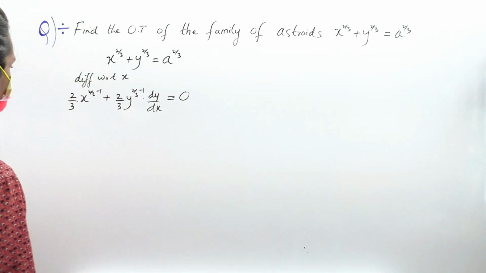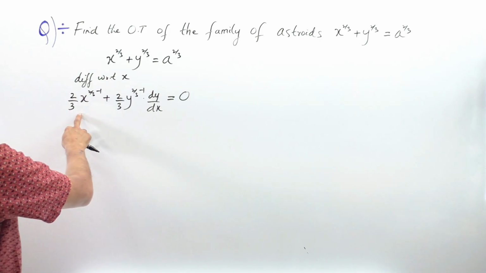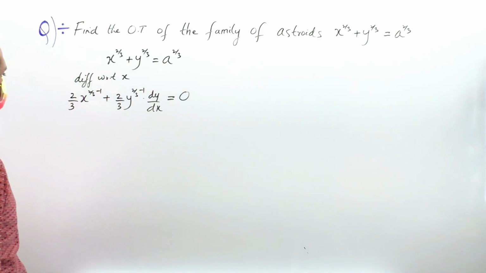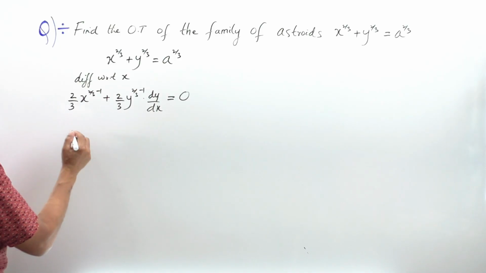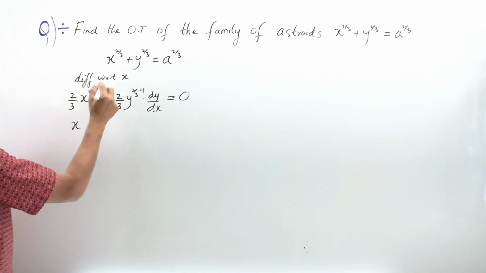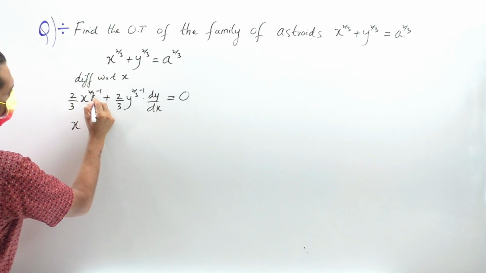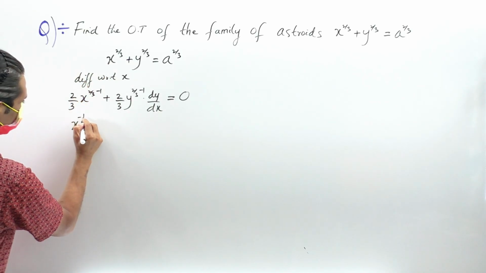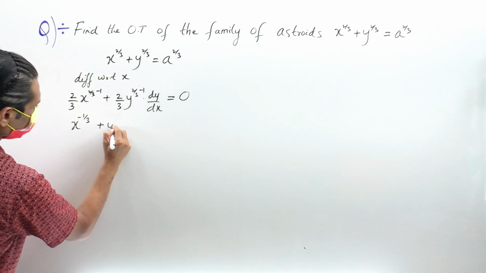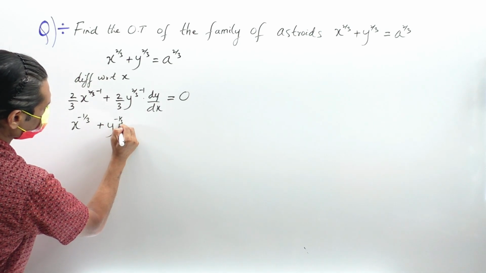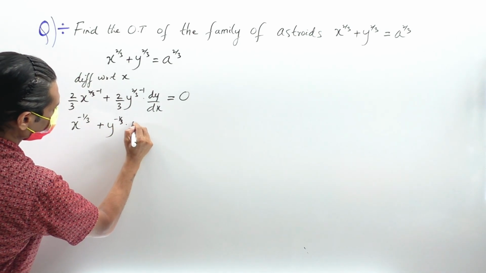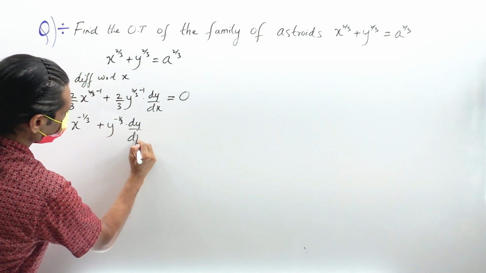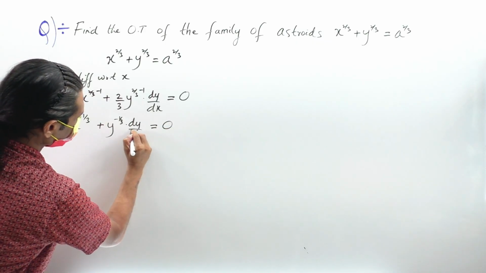Now this 2 by 3 won't be there, because the right side is 0. So we have x raised to 2 by 3 minus 1, that is 2 minus 3 by 3, so minus 1 by 3, plus y raised to minus 1 by 3 into dy by dx equals 0.